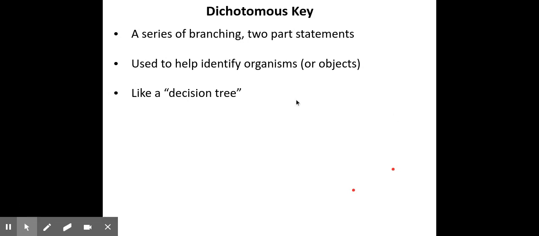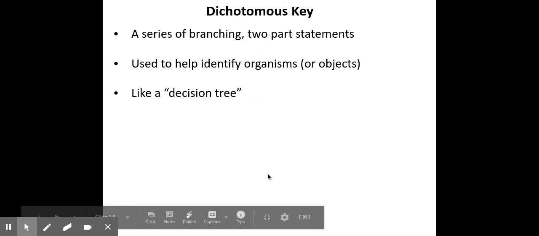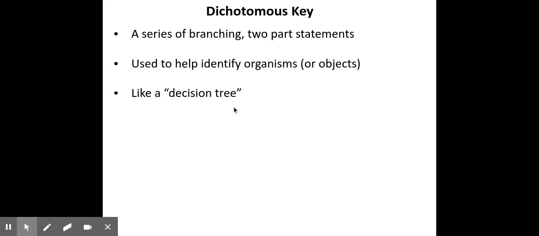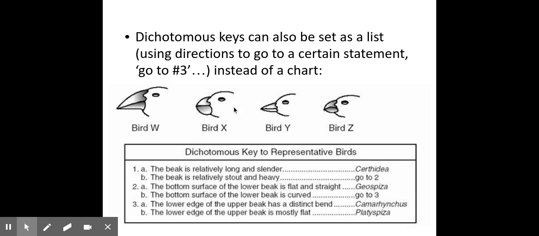So a dichotomous key is one of the tools we can use to classify these organisms, because it's easy to have a system of classification, but then when you have the organism showing up in front of you, trying to fit it into that group may be a little bit more difficult. So a dichotomous key can help us to identify these organisms, and it can work kind of like a decision tree, or at least like a series of steps to follow.